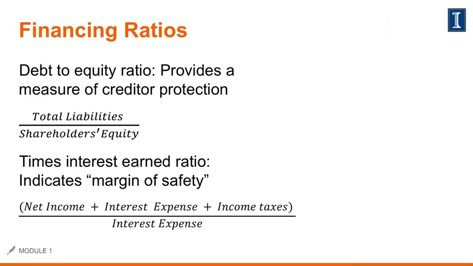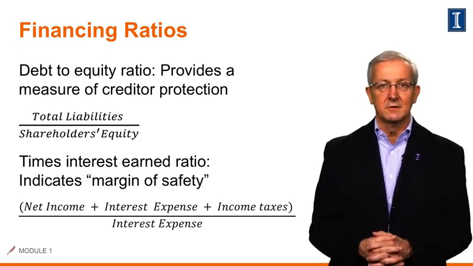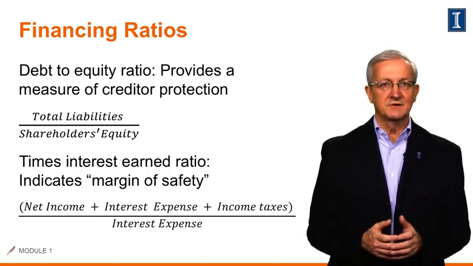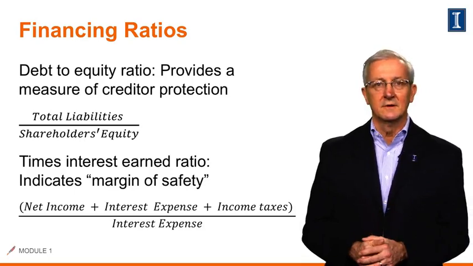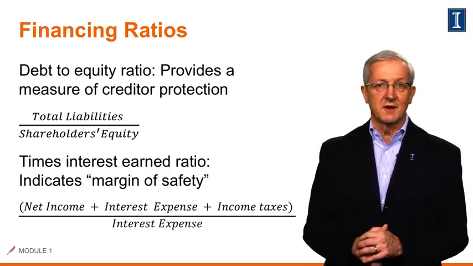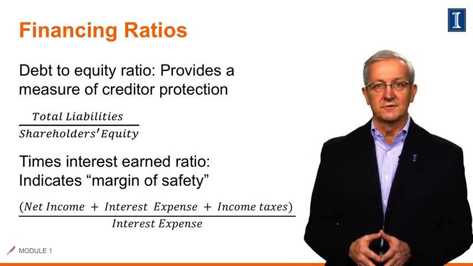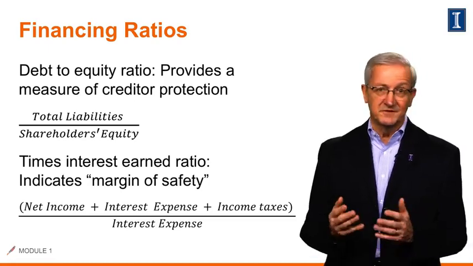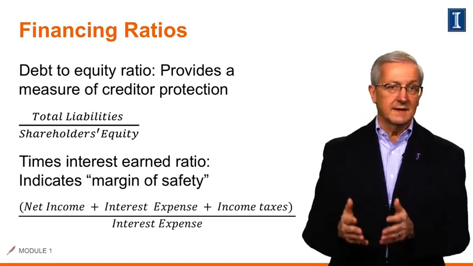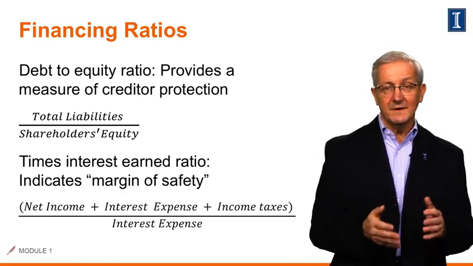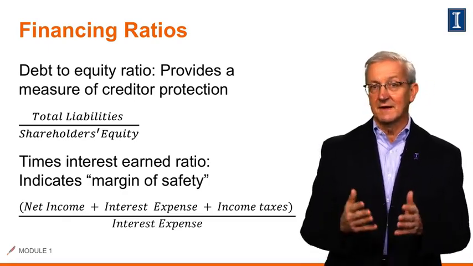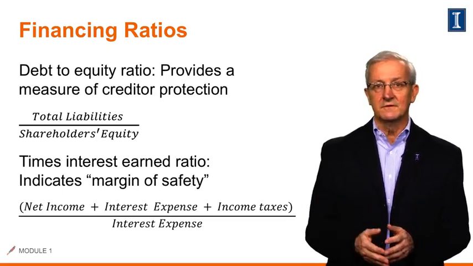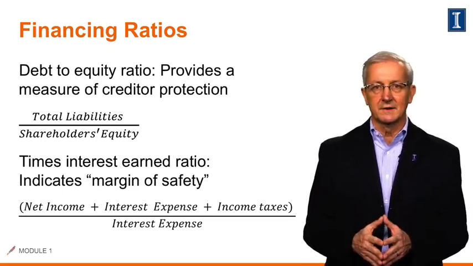Now let's look at the two most common measures of our financing ratios. First of all, we have the debt-to-equity ratio. It provides a measure of credit protection in the event of an insolvency. The higher the ratio, the higher the risk. This compares our resources provided by creditors versus shareholders. An example would be a ratio of 0.5, which would indicate that the company is financed by equity twice as much as it's currently being financed by debt. Our debt-to-equity ratio is total liabilities divided by total shareholders' equity.